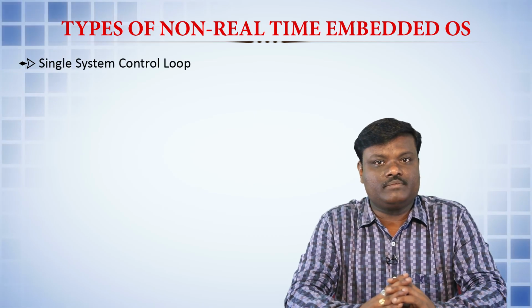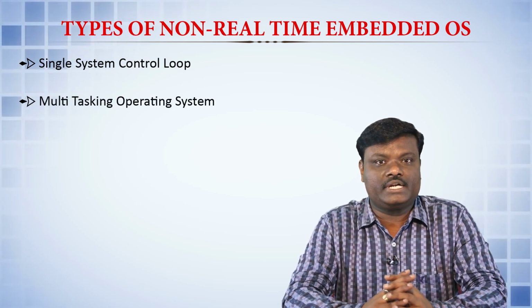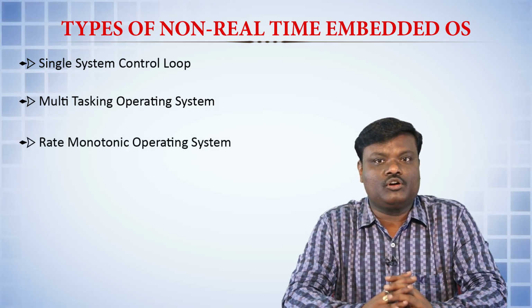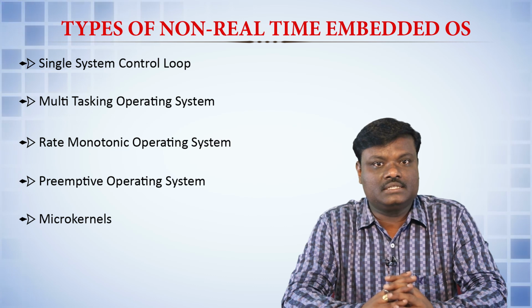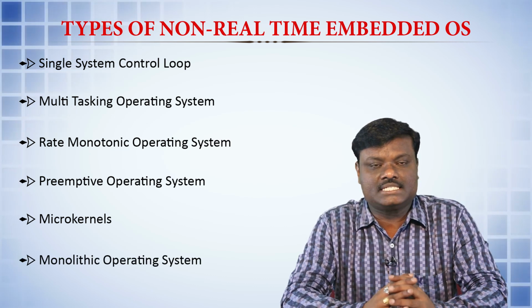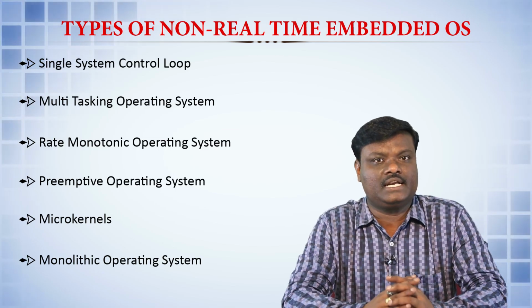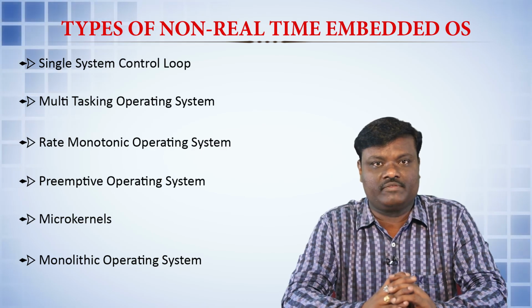So, coming to the types of the non-real time embedded operating systems, there are several to quote. One is single system control loop, second one is multitasking operating system, rate monotonic operating system, preemptive operating system, microkernels, and monolithic operating system. Here I have given only 6, other than these 6 there are several, another 4 to 5 non-real time embedded operating systems are available.